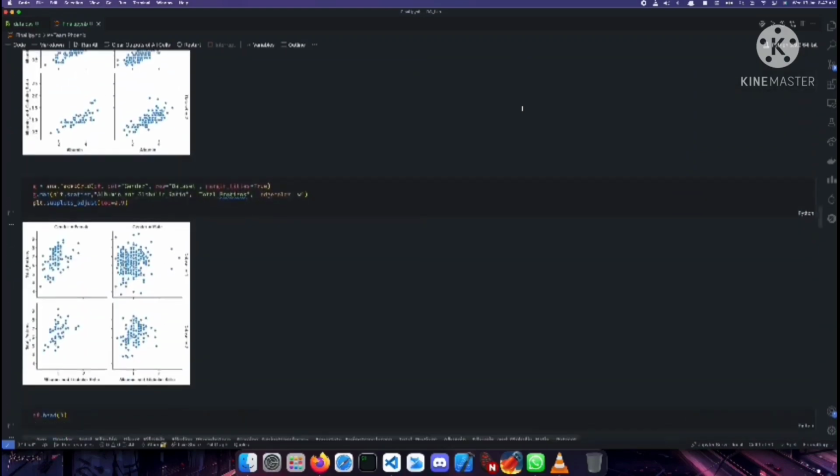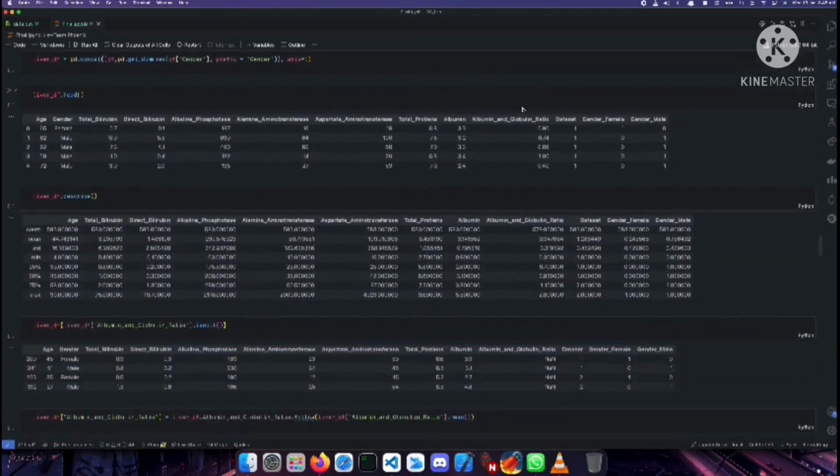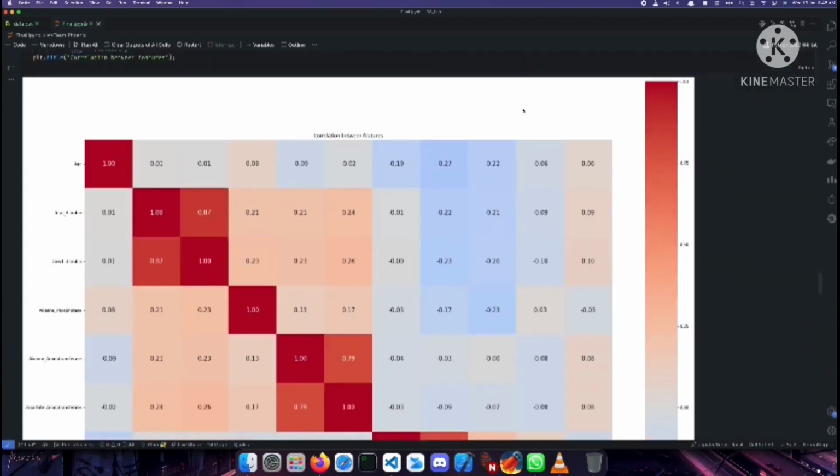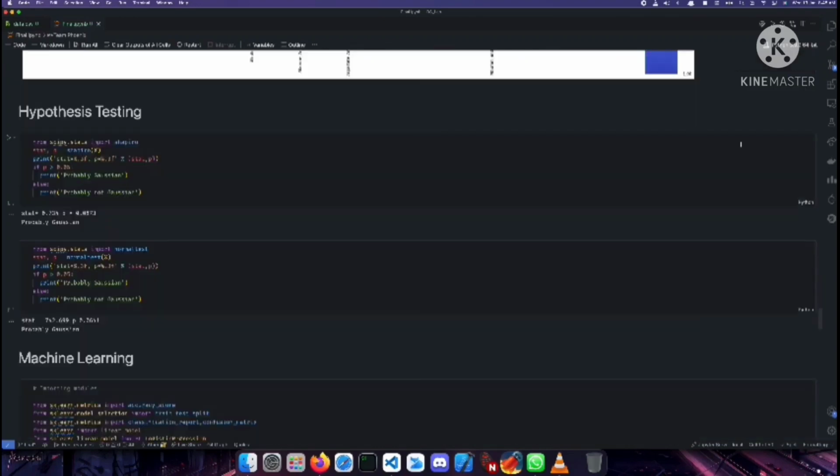We add extra columns for gender. Here we again check if any value is null and check for mean. This graph shows correlation between all the features. Next we move on to hypothesis testing.